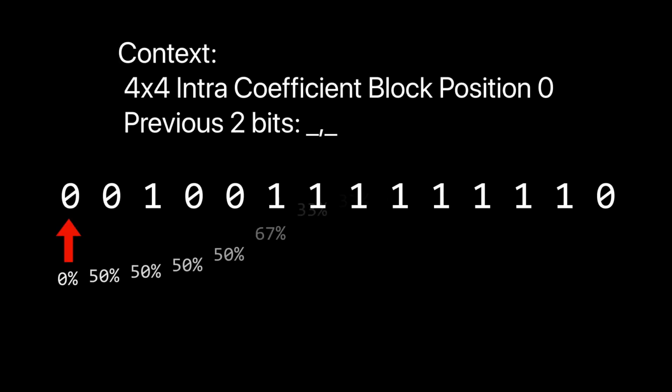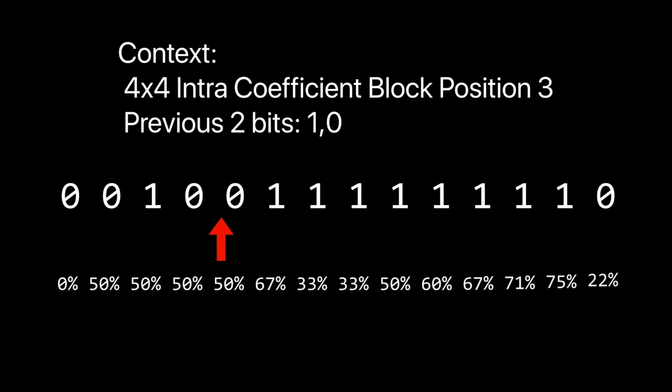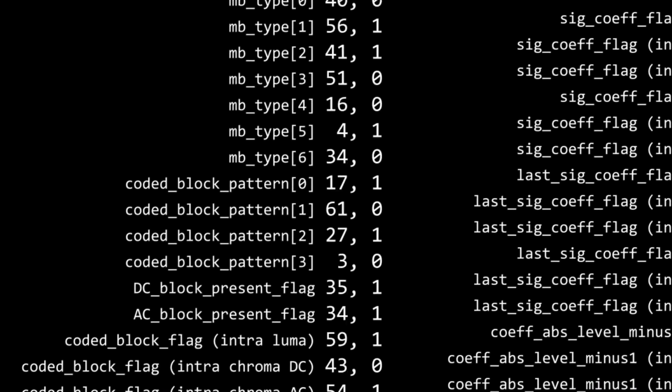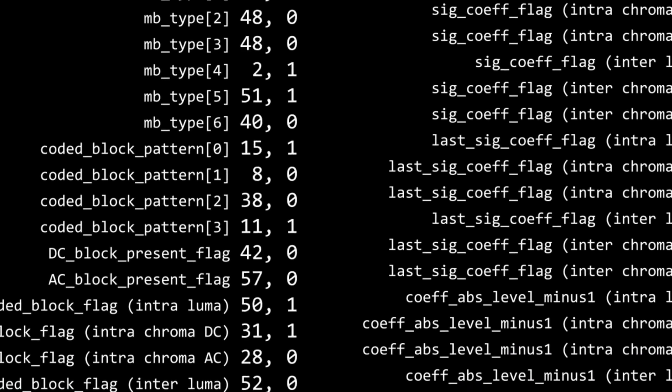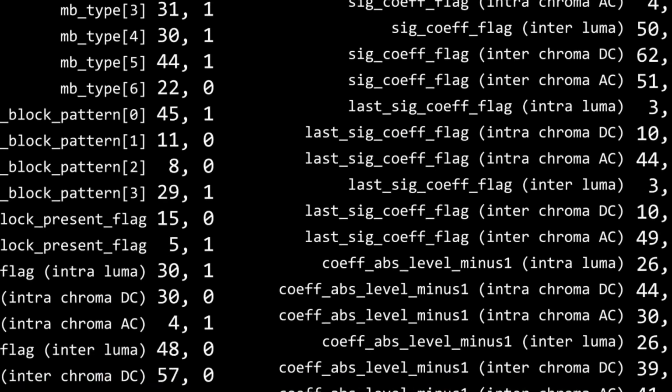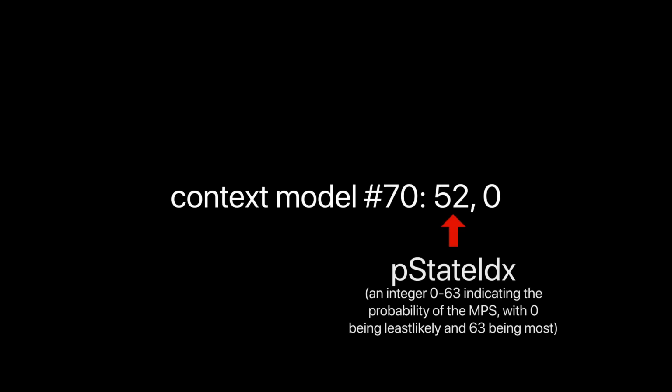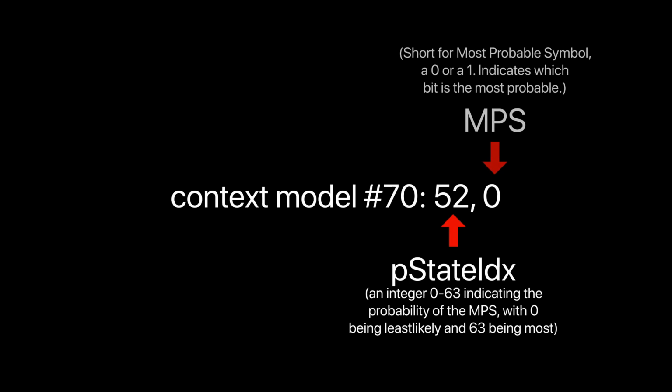CABAC works by assigning probabilities to each bit based on its context. It does this through hundreds of context models, each tuned to the specific data element and constantly adapting as more bits are processed. Each context model is a set of two values, pStateIDX, an integer from 0 to 63, and MPS, the most probable symbol, a 0 or a 1.